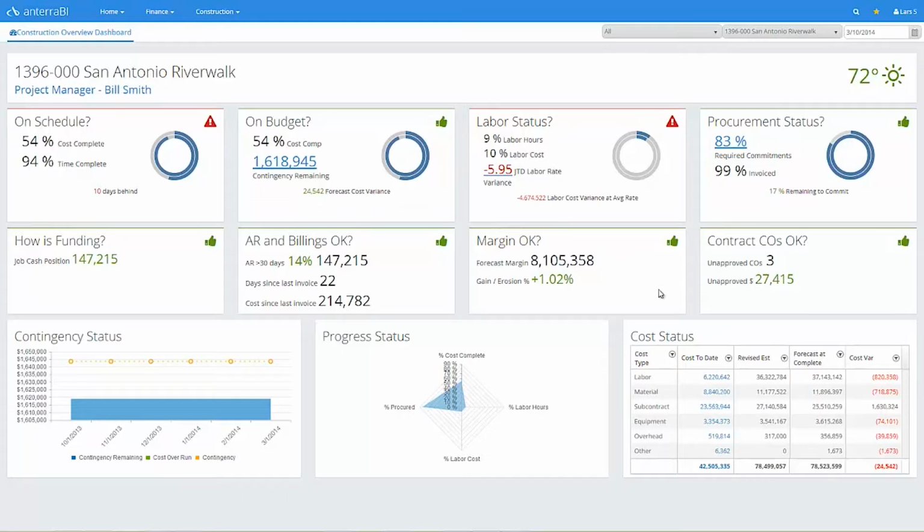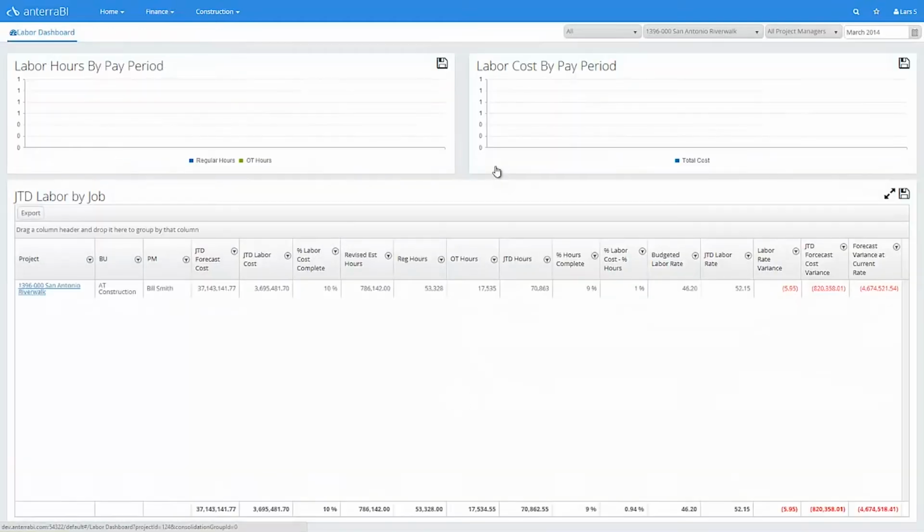Our project manager is already forecasting an $820,000 cost overrun, and if we continue at this labor rate, we will cause a $4.7 million overrun on an $80 million job. Let's drill into our rate variance to our labor dashboard.